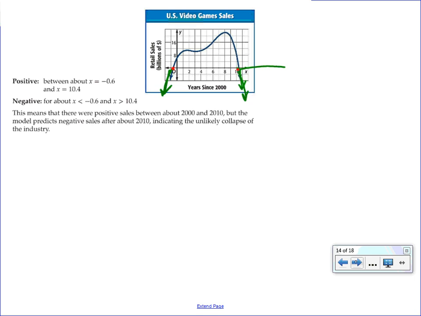What does this mean? This means that there were positive sales between about 2000 and 2010, right? So from about the beginning until here, they had generally positive sales. But according to this graph, after 2010, it looks like the whole industry was going to collapse. But in fact, it might be that we can't really use this graph after 2010. It might only have information from between those dates, and that's why it records like that.